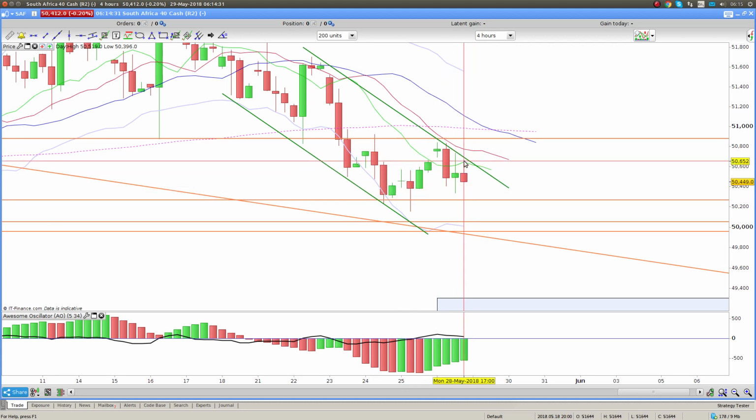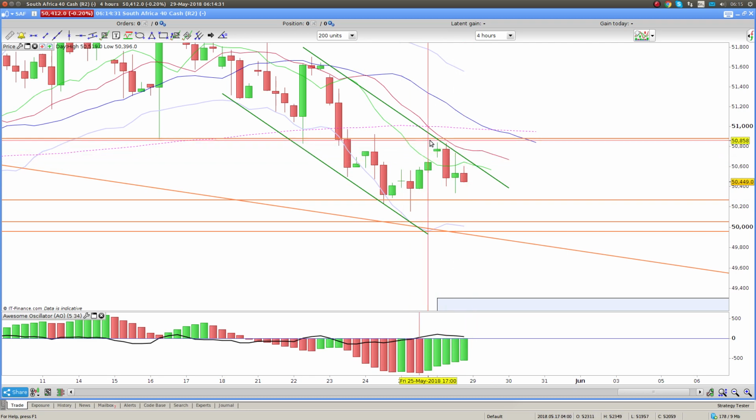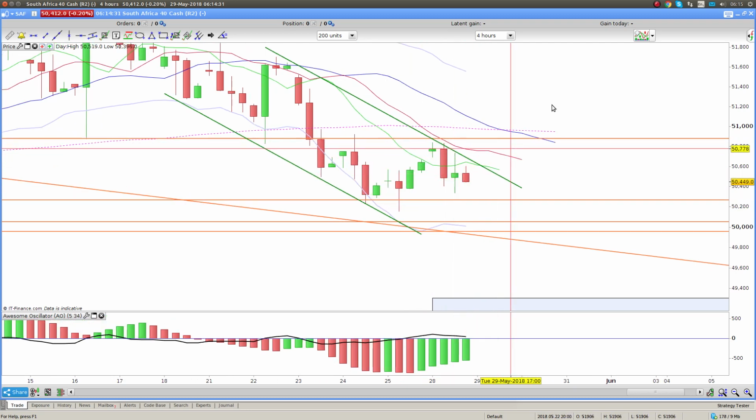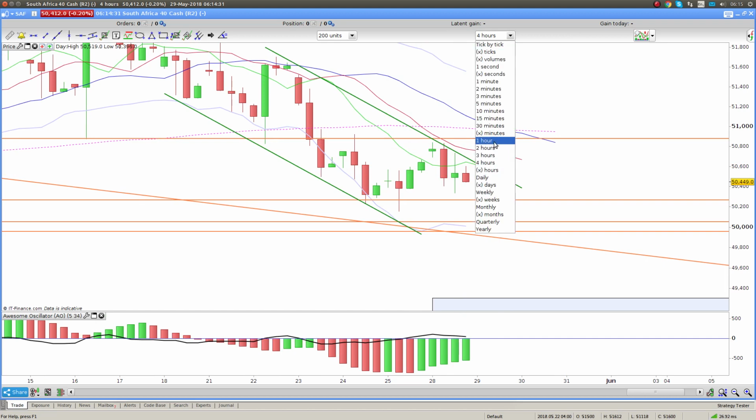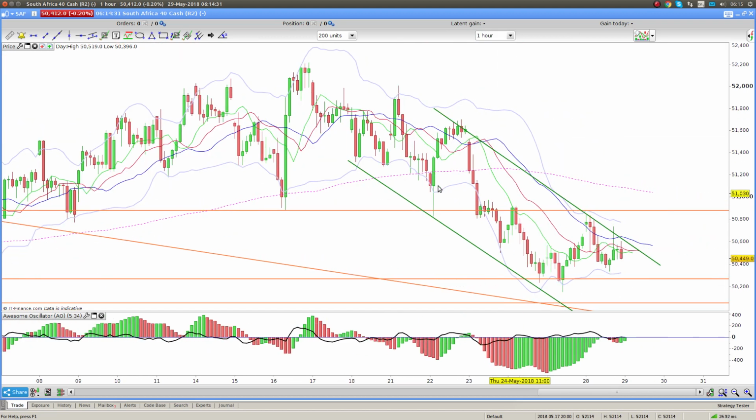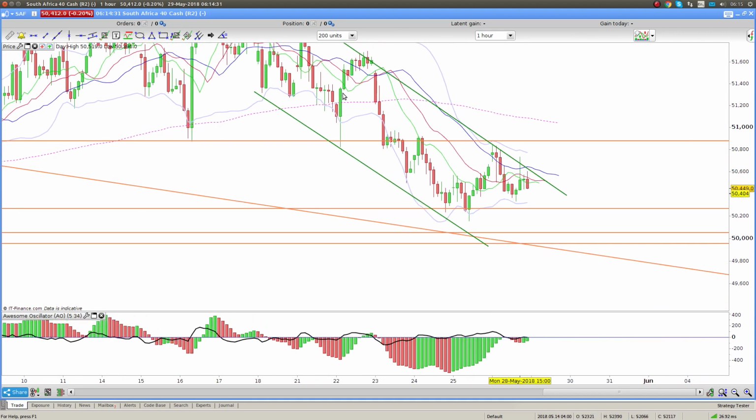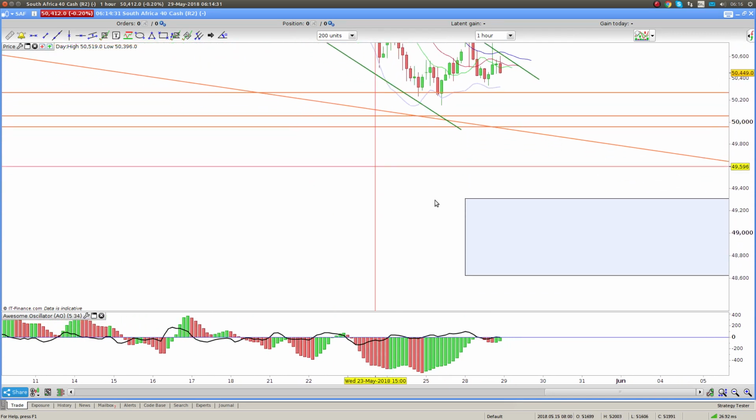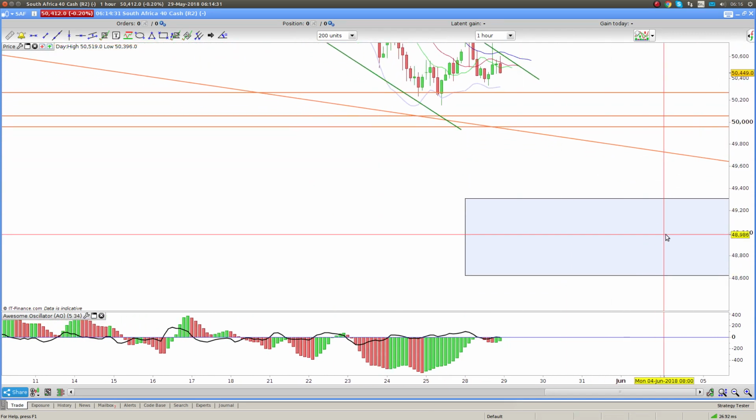So there's no real defined direction at this stage, but I think my bias is starting to turn very much to the downside, that we start targeting this zone here, the 49,000 area.